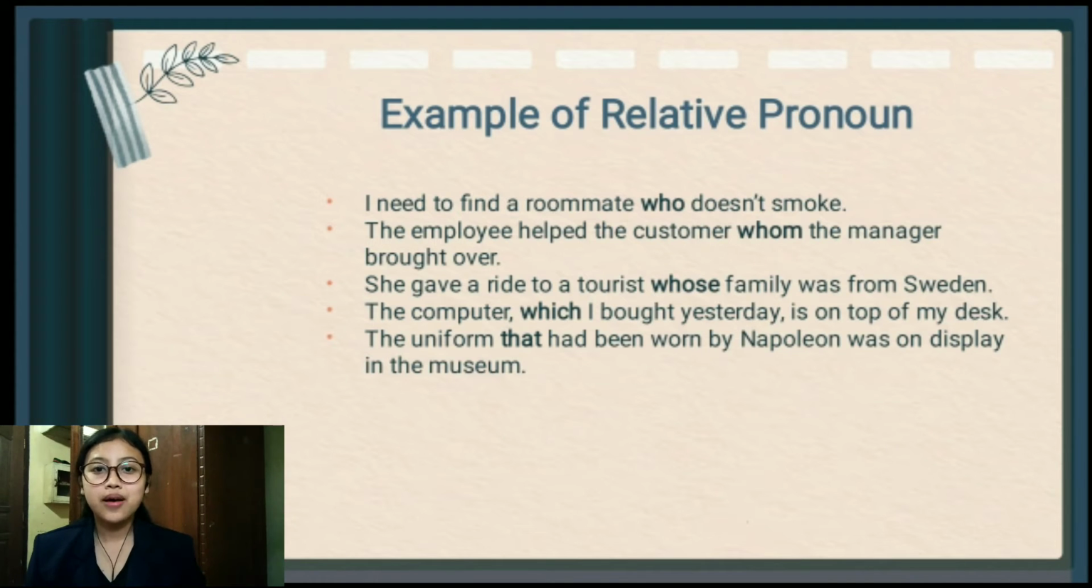The second one is about whose. The word whose is both a possessive pronoun and a relative pronoun. We use whose to introduce a relative clause describing someone or something's position.